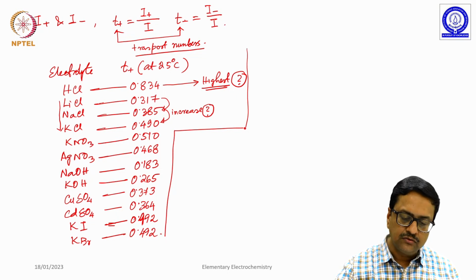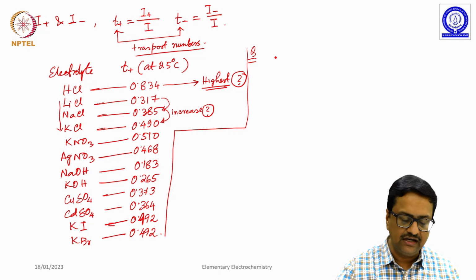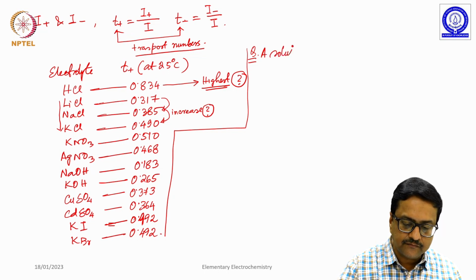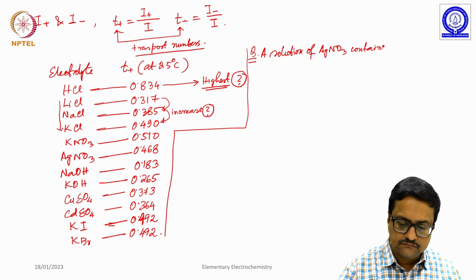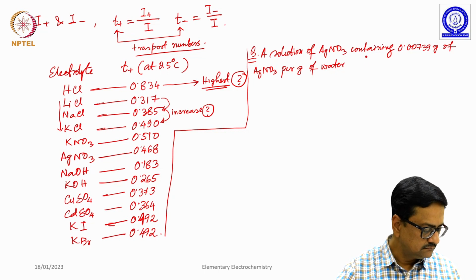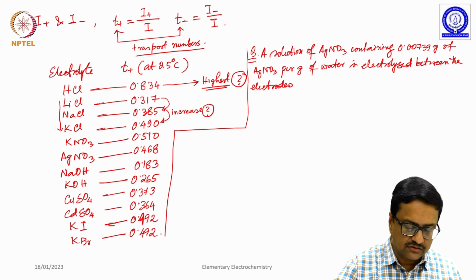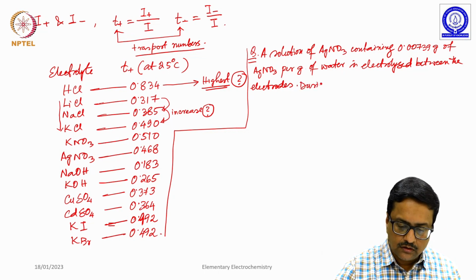In addition to this, I want to give you a mathematical problem to solve, because you already know little bit about the electrochemistry and Faraday's laws of electrolysis. So, here from those concepts you have to solve this problem. A solution of AgNO3 containing 0.00739 gram of AgNO3 per gram of water is electrolyzed between the electrodes during the experiment.